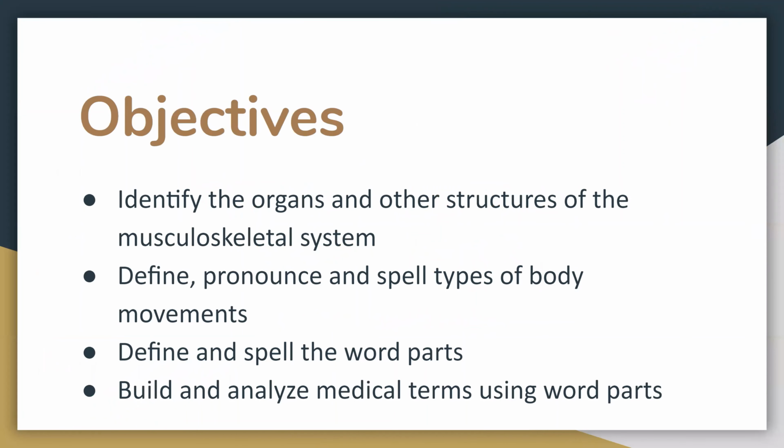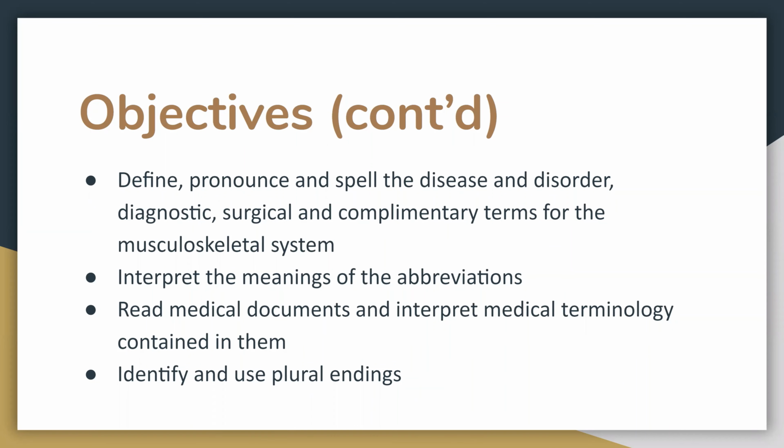The objectives for this presentation are to identify the organs and other structures of the musculoskeletal system. We will define, pronounce, and spell the types of body movements. Define and spell the word parts. Build and analyze the medical terms using word parts. We will define, pronounce, and spell the disease and disorder diagnostics, the surgical and complementary terms for the musculoskeletal system. We will also interpret the meanings of the abbreviations, and we will read medical documents and determine medical terminology contained in them. Lastly, we will identify and use plural endings.